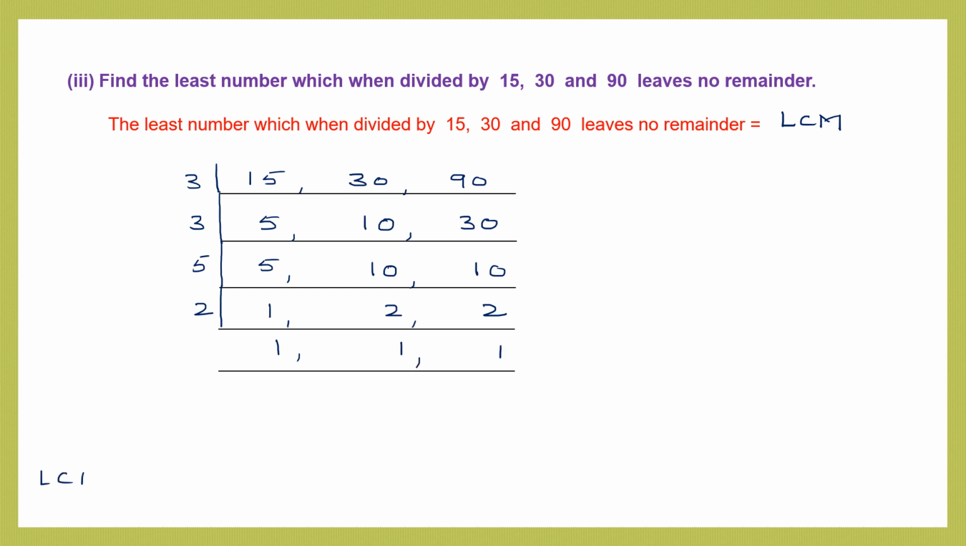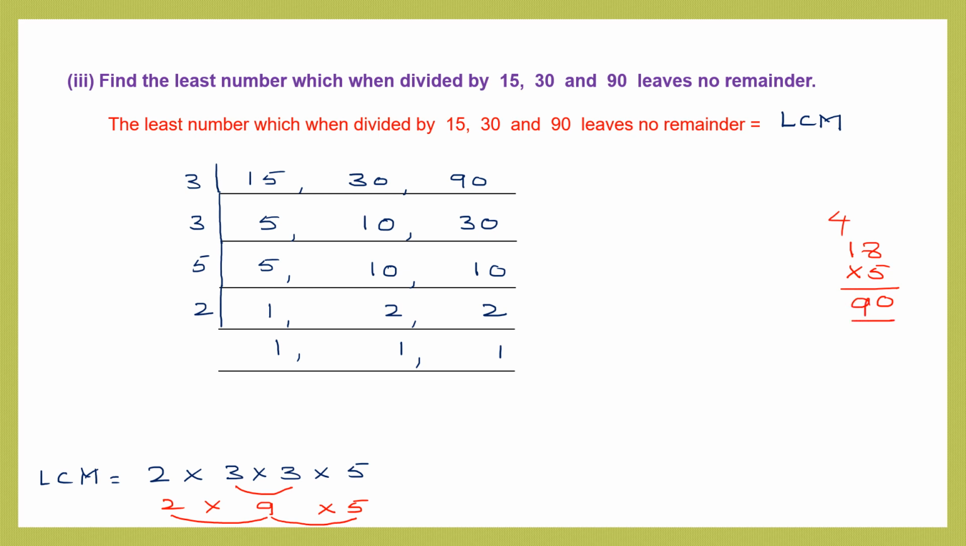So now I can write my LCM. So I have 1 2, I have 2 3's and I have a 5. Okay, so 3 3's are 9. So 2 into 9 into 5. 2 9's are 18. Now let me find 18 into 5, how much it is. 5 8's are 40, carry 4. 5 1's are 5, plus 4 is 9. So my LCM is 90. So this is my answer. LCM is 90.